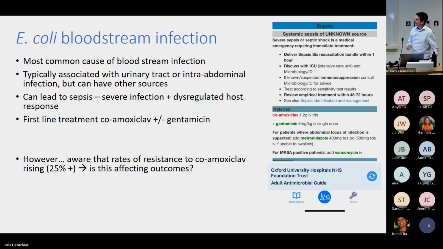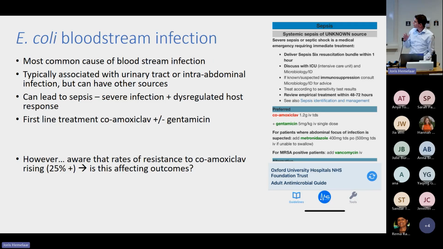So if we now zoom in a bit more and think about, well, it may be a problem globally. Is it a problem in Oxfordshire? One of the initial ways that we've looked at this is to think about E. coli bloodstream infection. E. coli bloodstream infection is the most common cause of bloodstream infection, and we have several hundred cases of this a year. And so we're then able to ask some questions about, is resistance making a difference here?